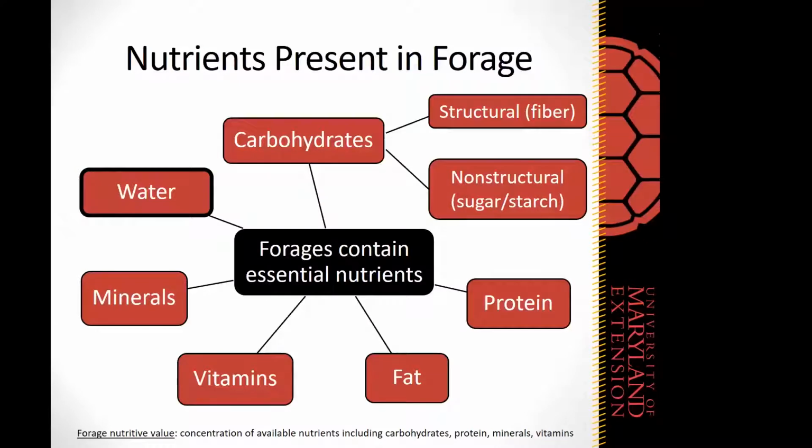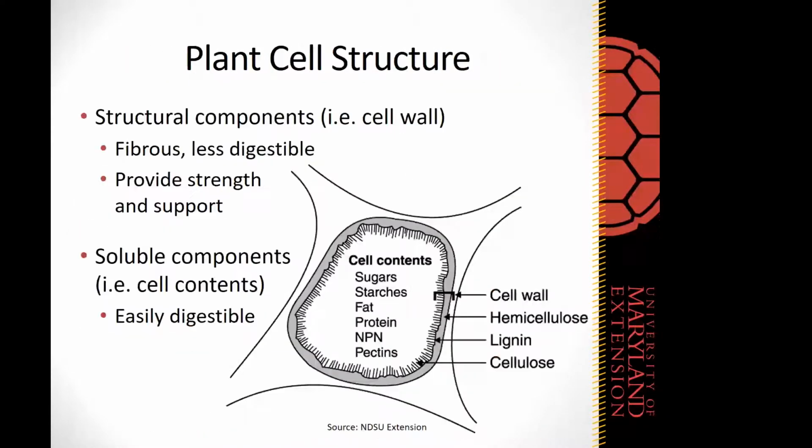So there's our water, the first major nutrient, and there's, again, those percentages for averages that are present in pasture and hay. So the rest of the nutrients, we can divide them into structural and soluble components. So structural components are those that are present in that cell wall area. So they're more fibrous, they're a little bit less digestible. They provide the strength and support that the plant needs to grow and maintain itself and remain upright as it continues to grow. We also have soluble components, which are usually found inside each of those plant cells. And these are more easily digestible, more readily available nutrients to our animals.